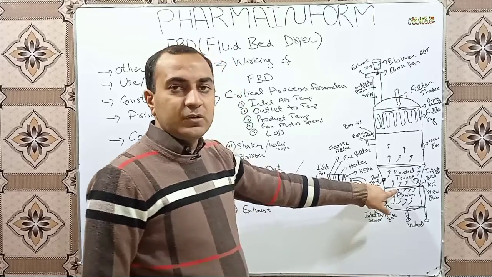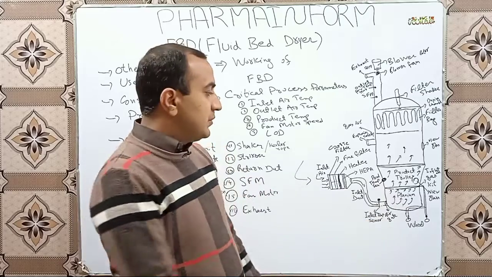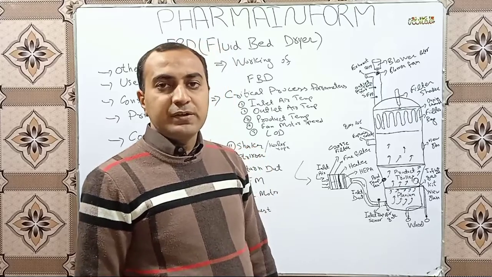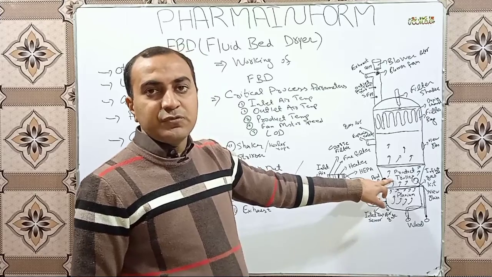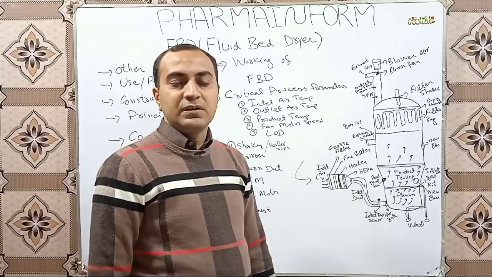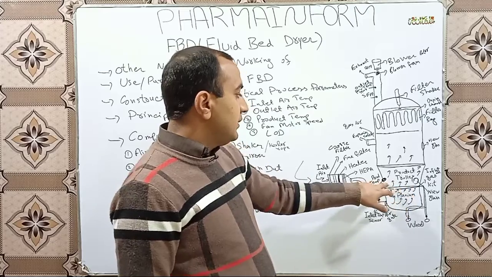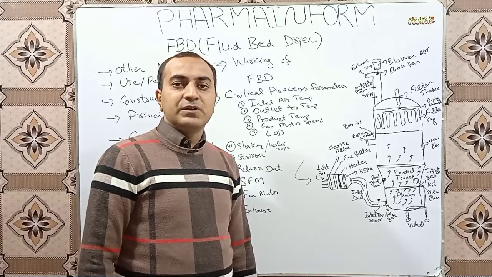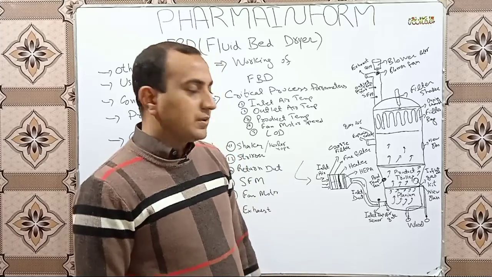The bottom of the product trolley has a very fine mesh or screen or sieve which allows the passage of air but does not allow the passage of particles or granules. The sieve or screen of the FBD is known as the Dutch oven screen. It is a very important point. Dutch oven screen is the screen used in FBD. If the question is asked, what is the name of the screen used in FBD? Its name is Dutch oven screen.